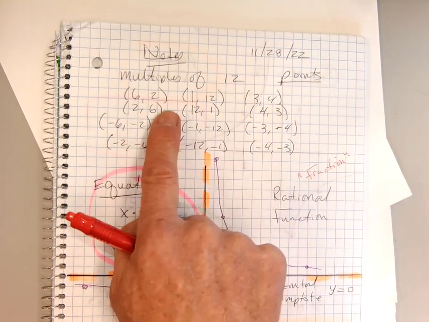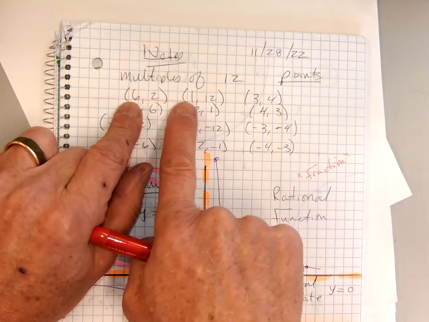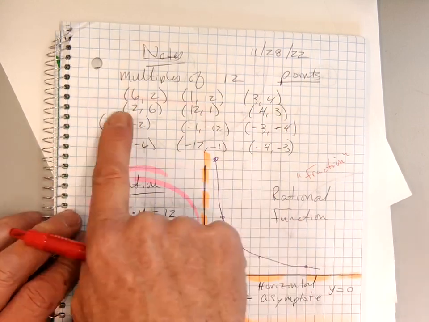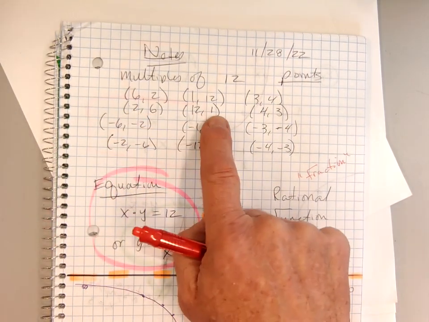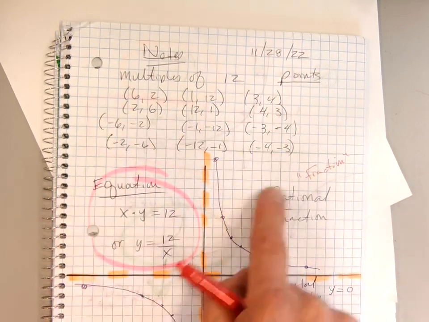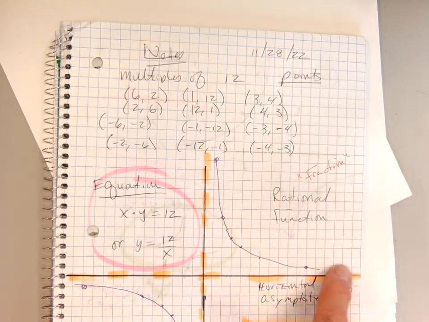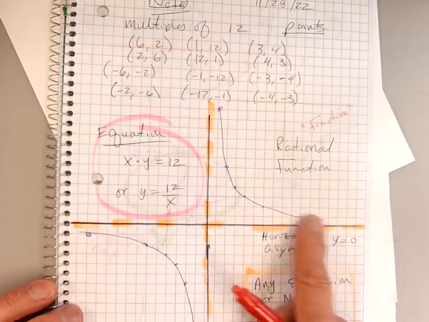We started out the lesson, and I asked the kids to come up with all the multiples of 12. We wrote them as ordered pairs: 6 times 2, 1 times 12, 3 times 4. But since 2 times 6 is a different ordered pair, we wrote that as well. So we changed them around. So here's all the multiples of 12, including the negatives. Then we graphed them all, and it turned out to be a graph like this.